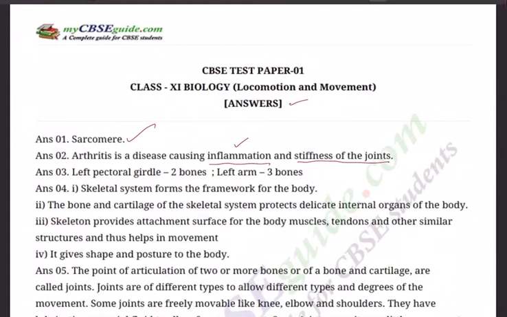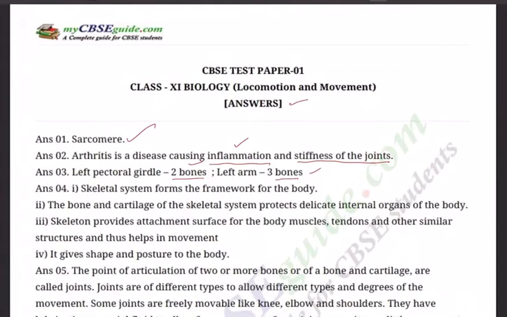Joints will not be freely moving. And even if you try to move the joints, particularly your knee joint, there will be a cracking sound. And the person is not able to move freely, with a lot of pain. Okay, that is arthritis. And question number 3, left pectoral girdle, as you remember, we said yesterday, 2 bones will be there, and the left arm, 3 bones.